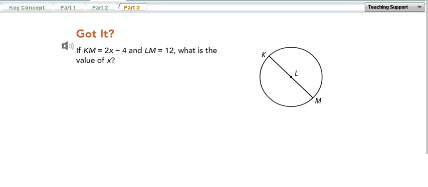So ladies and gentlemen, here's one last one for us to try. It's saying K to M is 2x minus 4, and they're telling us that from here to here is 12. And it's asking us to solve for x. So remember, once you find the diameter, you still have to keep going. So let's try this one.